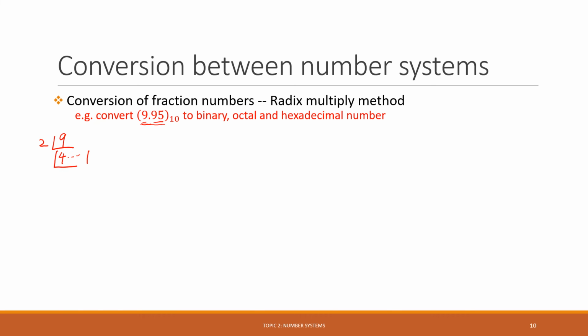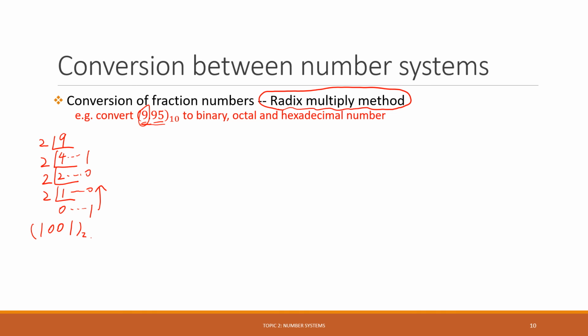Like 19 divided by 2, 9; 9 divided by 2, 4; down to 1 divided by 2 again, so I got a 0 and the remainder 1. Then I read, so the whole number 9 is 1001 in binary. Okay, but how about the fraction part? To convert the fraction part, we need to use a different way, which is called the radix multiply method. This is opposite of the repeated division. Actually, we are doing repeated multiplication.